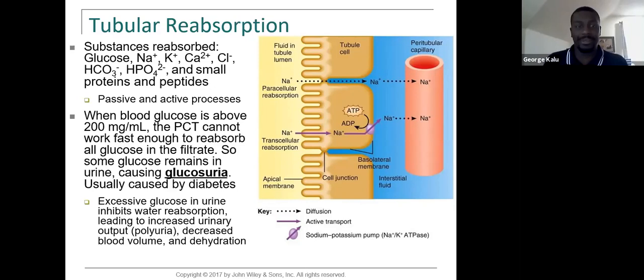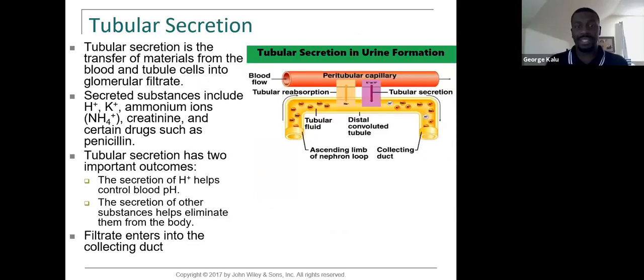Okay. So that's reabsorption. And then the third process is secretion. Tubular secretion is the process where you secrete extra substances from the peritubular capillaries into the renal tubule. So this is all the stuff you want to get rid of. Anything that you were not able to filter out before, or anything else that just needs to get out of the body.